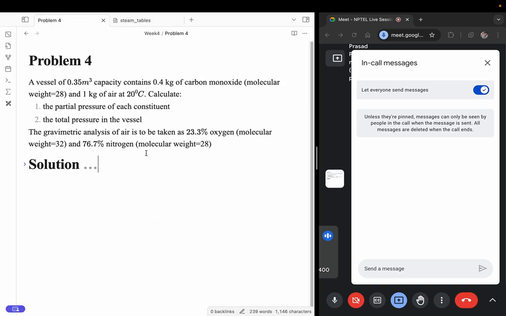It is on mixture of gases. Since your assignments deal with such questions, I just kept this question. So you have a vessel of a certain volume, 0.35 cubic meter, and it contains 0.4 kilogram of carbon monoxide and 1 kilogram of air at 20 Celsius. You need to calculate the partial pressure of each of the constituents and the total pressure in the vessel. You can assume air to be a mixture of oxygen and nitrogen, like 23.3 and 76.7% respectively. All the molecular weights are given.